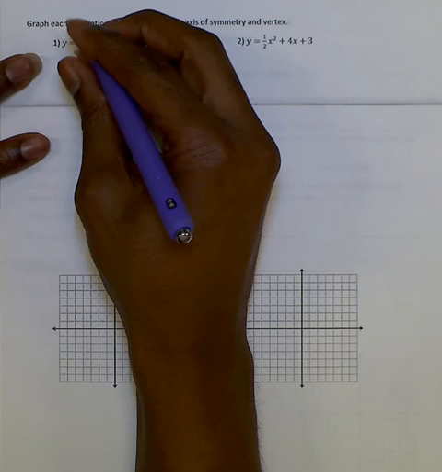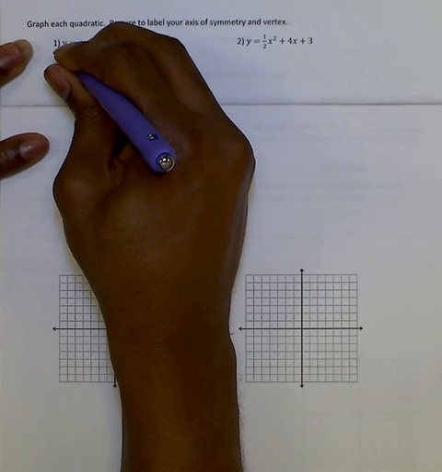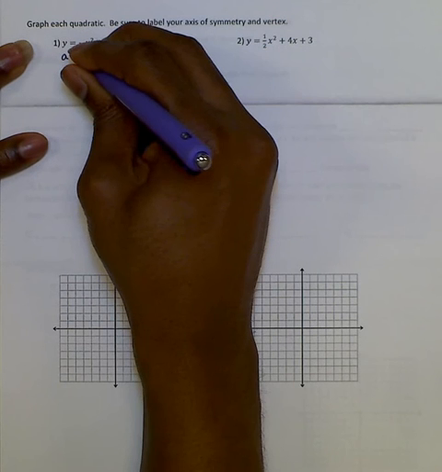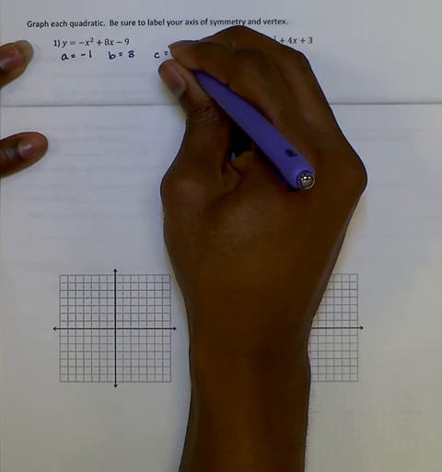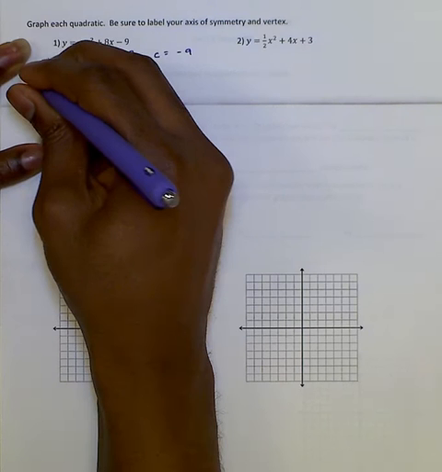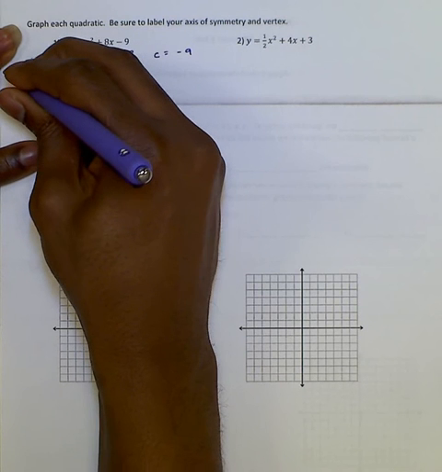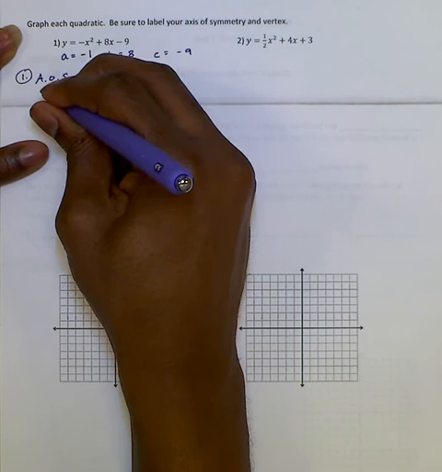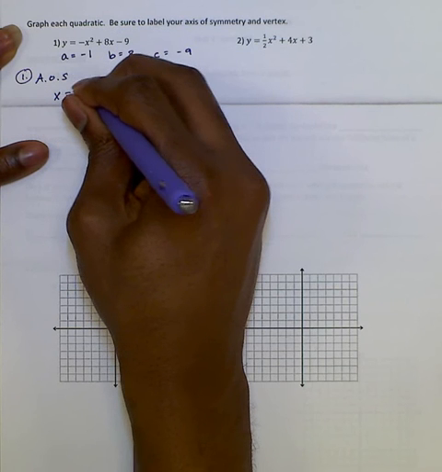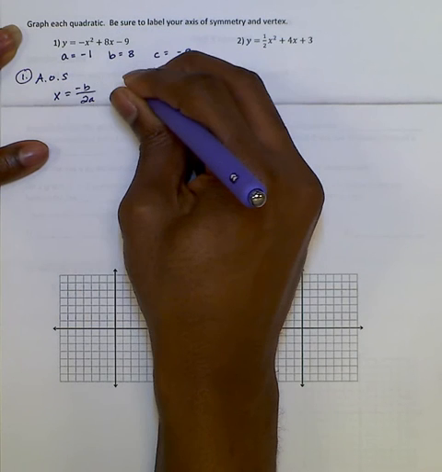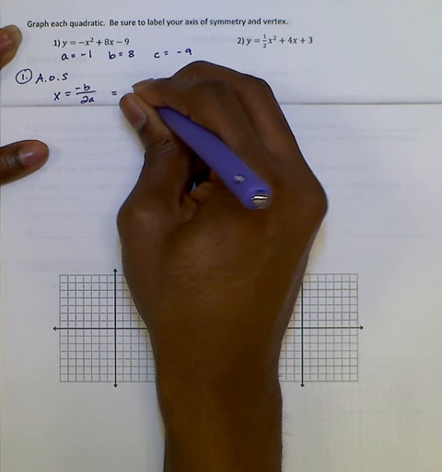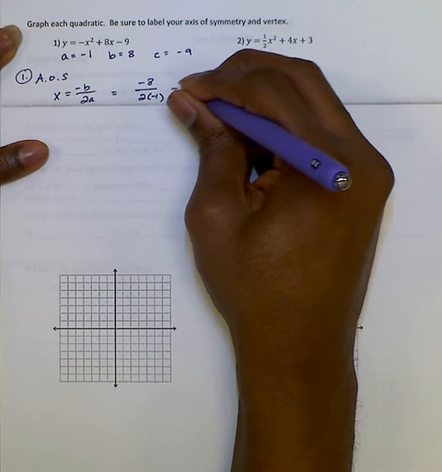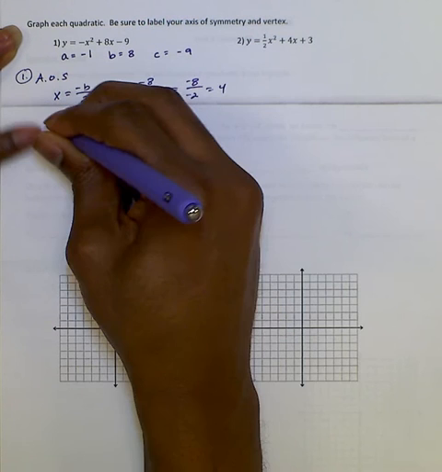So again, we're going to identify A, B, and C. A is negative 1, B is 8, C is negative 9. First step first, I'm going to find the axis of symmetry. So axis of symmetry, x equals opposite b over 2a. So x equals negative 8 over 2 times negative 1. And so that's negative 8 over negative 2, which is 4. So x equals 4.